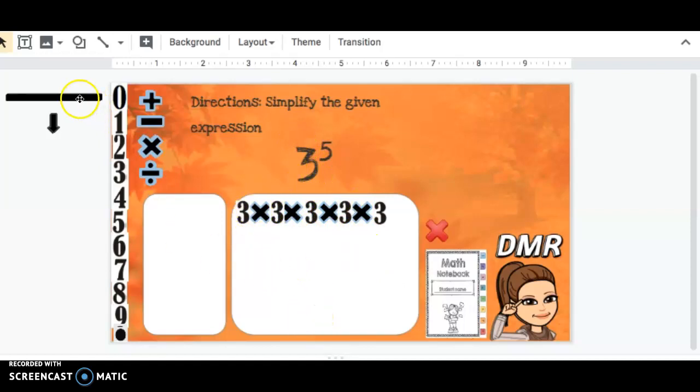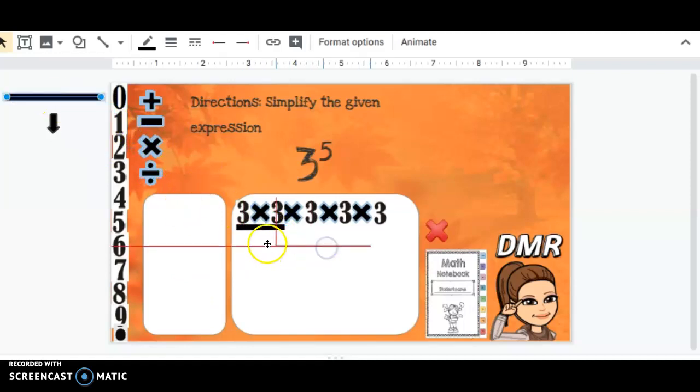So remember, I said you are going to draw a line, and I'm going to make this line smaller. Underneath, you're going to find like matches at first. So I'm going to put my line underneath my 3 times 3 because those match. Those go together, so that's a pair, just to help myself. Then I'm going to do my other set of 3 times 3 because I know what that is.